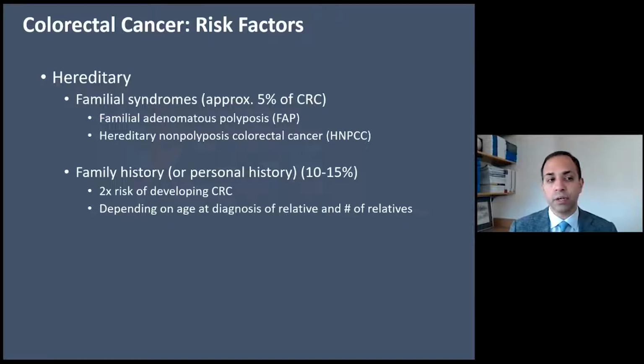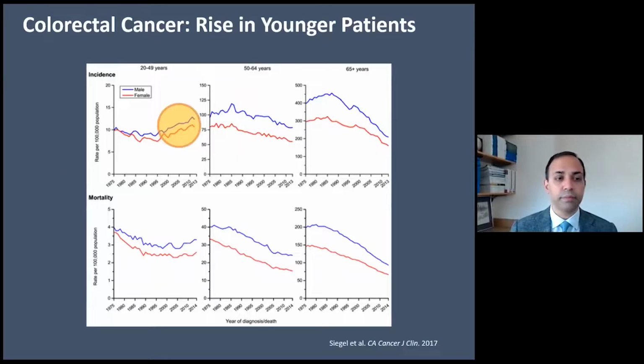These are associated with an approximate twofold increase in the risk of developing colorectal cancer, though the specifics of this risk increase do depend on the age of relatives at diagnosis and the number of relatives involved in that family history. An important phenomenon to recognize is the rise of colorectal cancer in younger patients.